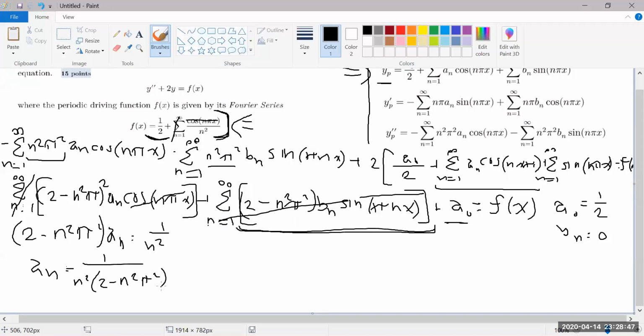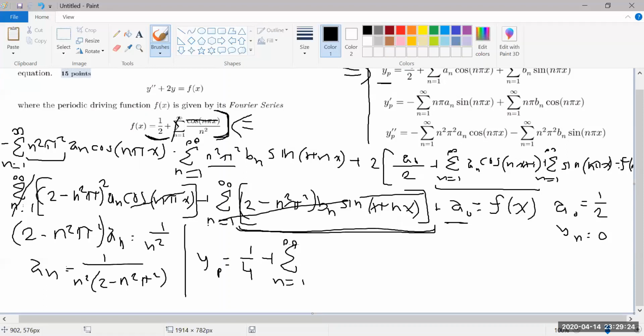And I did realize on 12.2a, I forgot to rewrite our particular solution, which is very important, so please don't forget to do it. So we're going to write our particular solution with all of the proper things filled in. For our a sub naught, we have 1/2 over 2, which is going to give us 1/4, and then plus our summation of n equals 1 to infinity.